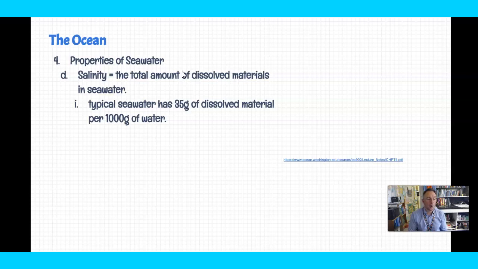And salinity is the total amount of dissolved minerals in seawater, right? And ocean is about 3.5% salty. We measure this by the actual amount of material, and so we want to measure that.